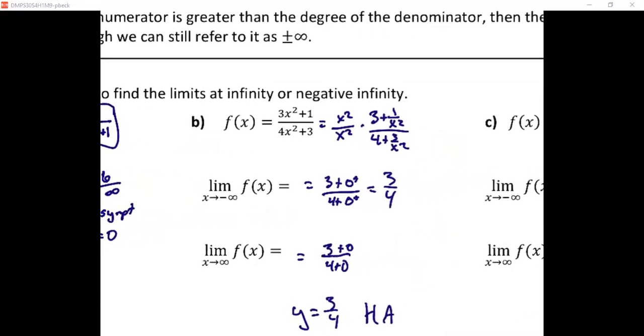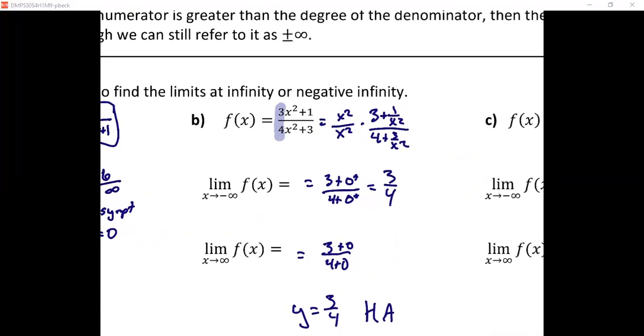These degrees are the same, and if you remember from pre-calculus, if the degrees are the same, then y equals 3/4 ends up being your horizontal asymptote. And so what we're doing is finding the limits at infinity. Once again, I took out the largest degree that I can take out of both of these, which in this case is x squared. These will reduce out because remember, x is an actual large number, not just 0.